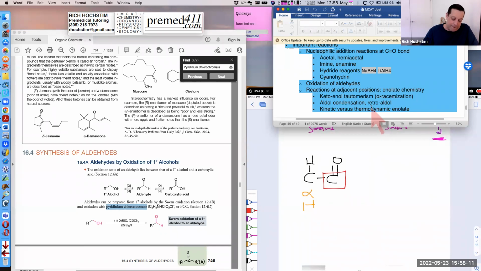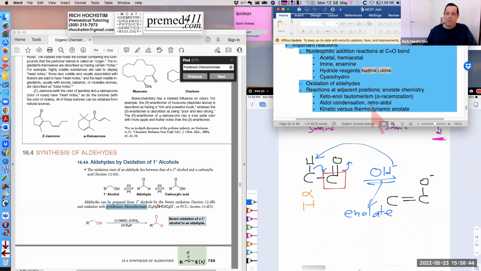So what happens is we take this and react it with a base. We're going to grab this hydrogen like this, and when we grab this hydrogen, this will drop down and this will pop up like that. What we're going to end up getting is C double bond C-O minus. And this is called an enolate. When you have a base, you always get an enolate.